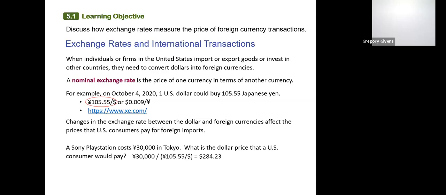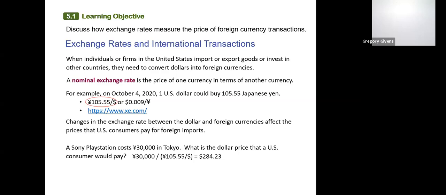Exactly. You just take the yen price of that good and you divide it by the US dollar yen exchange rate. In this case, 105.55 yen per dollar. And you see here in this ratio that the yen units will cancel and you're left with $284.23, right? So given an exchange rate of 105.6, basically, the US price of a Sony PlayStation is $284, okay?